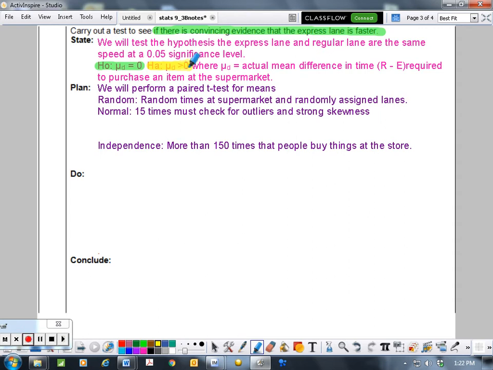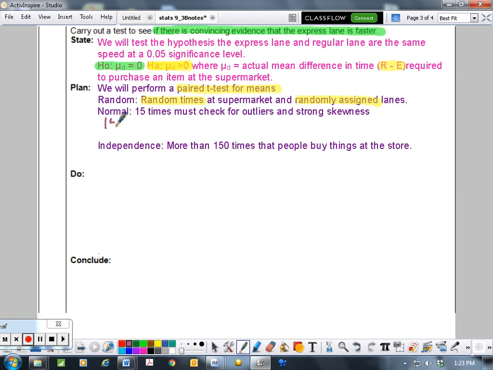Again, our mean is the actual mean difference, regular lane minus express lane, in the time required to purchase an item at the supermarket. So we're going to perform a paired t-test for means, meaning I'm using paired data from a matched pairs experiment. Random: there were random times at the supermarket and randomly assigned lanes. So we're good. We covered all of our bases there.